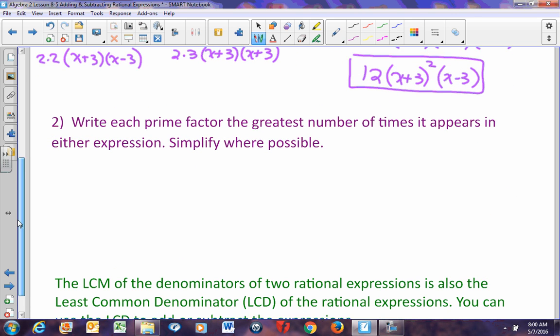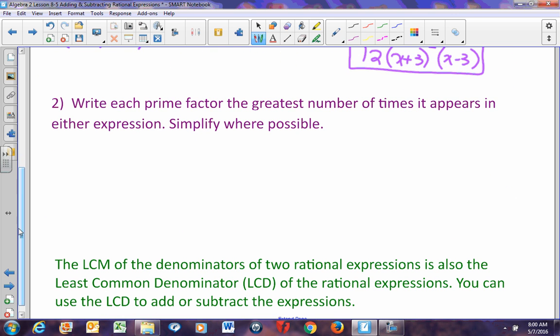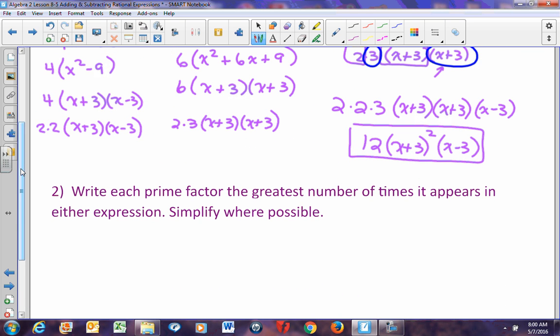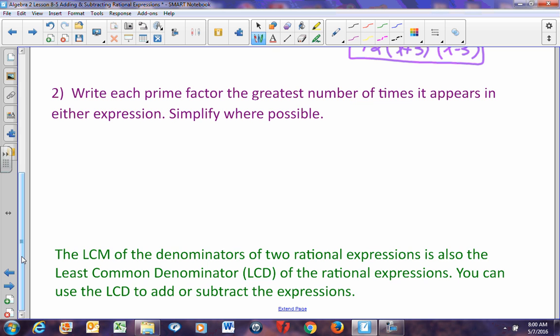So, to write on, I actually wrote it all in the same spot. The least common multiple of the denominators of two rational expressions is also the least common denominator of the rational expression. And you need the least common denominator to be able to add and subtract rational expressions. This number 2 here, I forgot to write them down here. I did it over to the right. So it's the same thing, but over to the right instead.